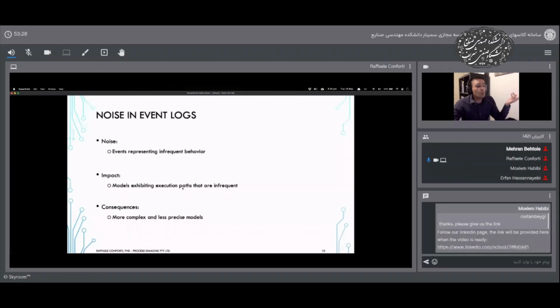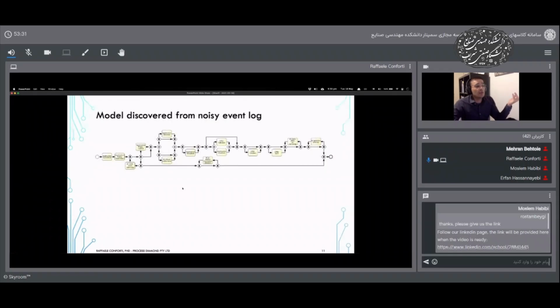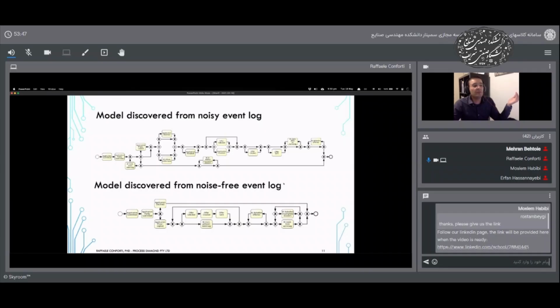So in the approach that I proposed, the idea was to improve the model that we have here. This is what I was able to discover without applying my technique. After improving, let's say, cleaning the log, I was able to simplify the process, making it more streamlined, easier to read and also more precise. So you can see in this case, we got rid of all these gateways here that tell us, okay, you can skip, you can do, you can skip, you can do, and this type of thing. And this is because some of those activities were infrequent.